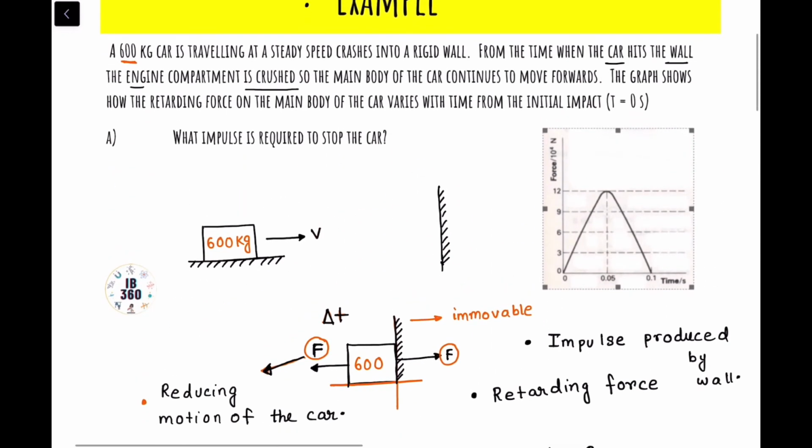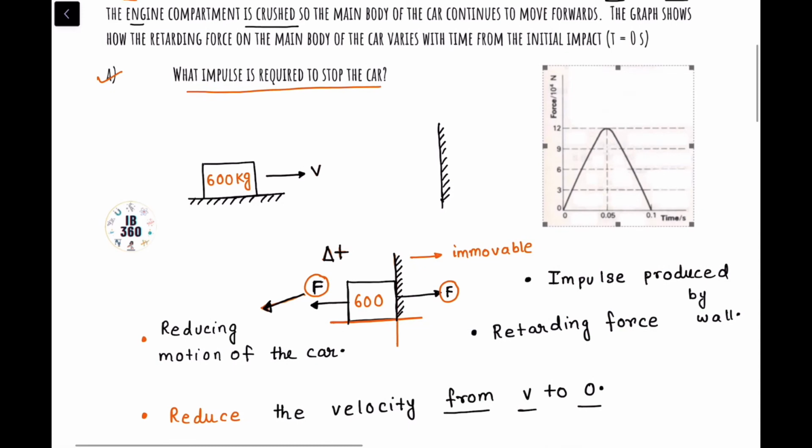So what is the question that is asked? What is the impulse required to stop the car? So the impulse required to stop the car will be the impulse produced by the retarding force, because the retarding force only will reduce the velocity from v to 0 and reduce the motion of the car. And over here they have given the graph of the retarding force.